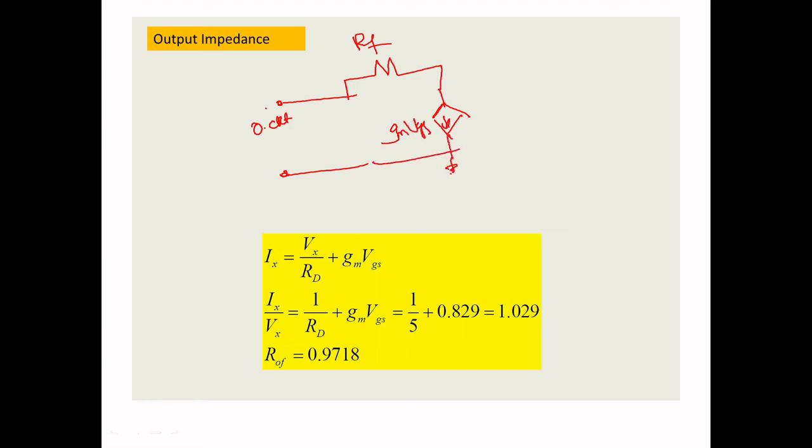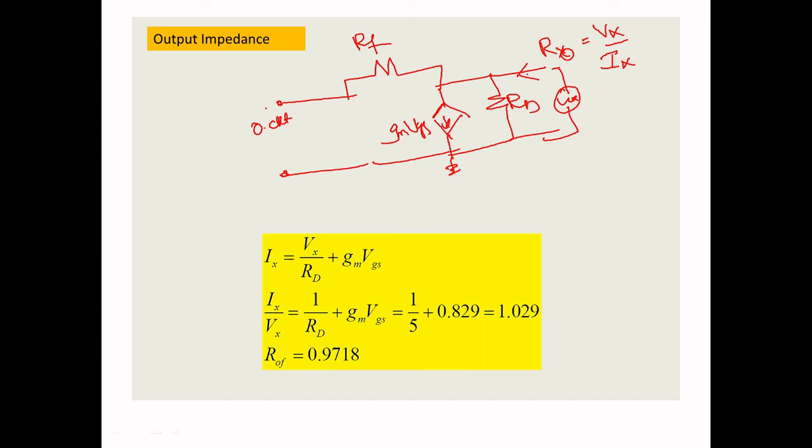Here you have a dependent current source, then here you have RD. So I want to give some testing voltage in order to check what the output impedance is. If you find the output impedance, that is Vx by Ix. Generally I have written Vx by Ix.